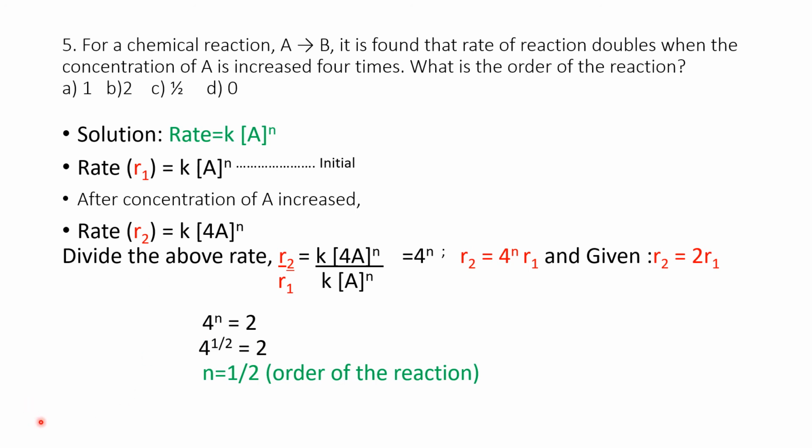The answer is C. So if you do it manually, you come to know 4 power n is equal to 2. If n is half, 4 power half is 2, then you come to know n is half. So 4 power n is 2.